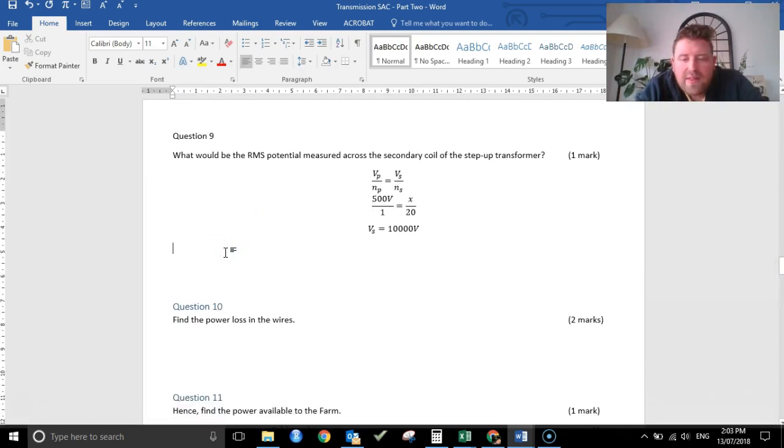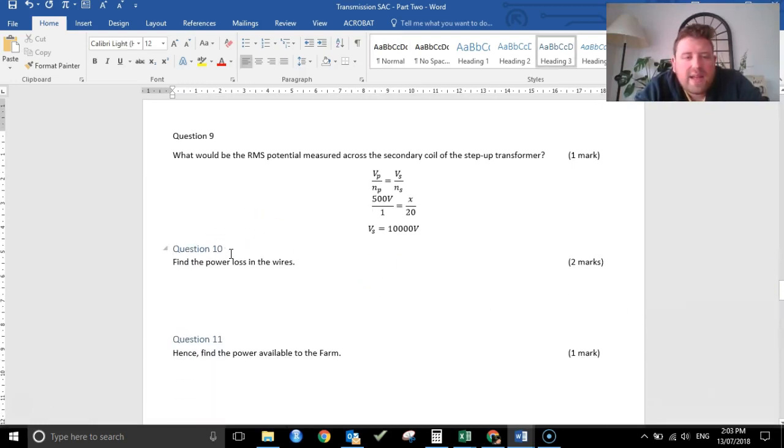Then we want to find the power loss in the wires. Now remember when we're talking about power, sorry, I forgot to put a chapter note in there. One sec.